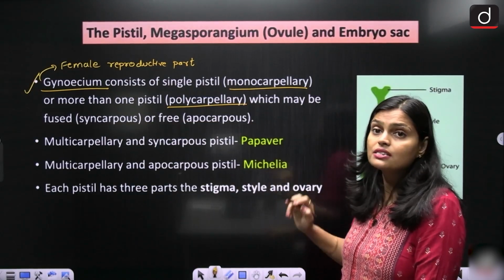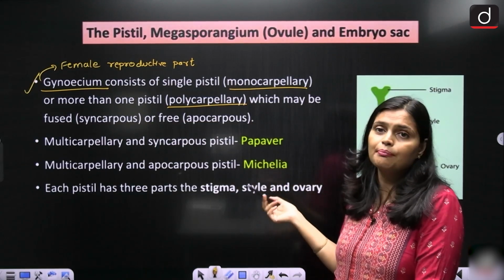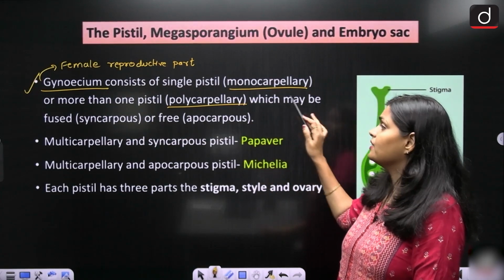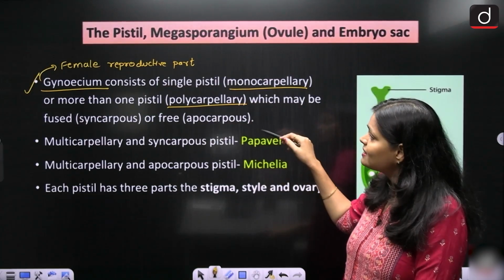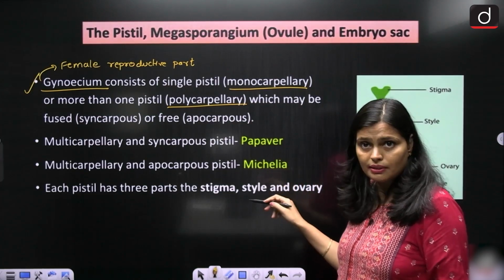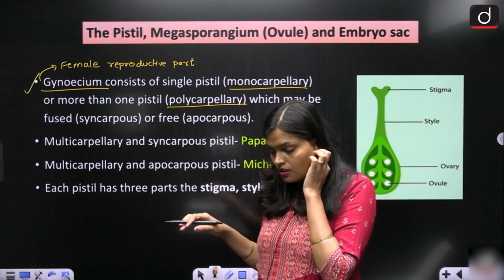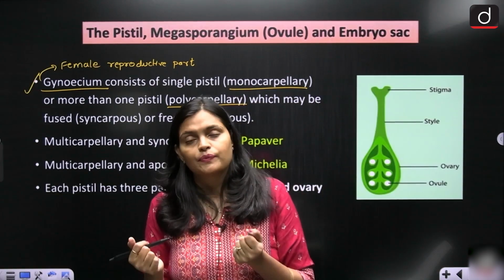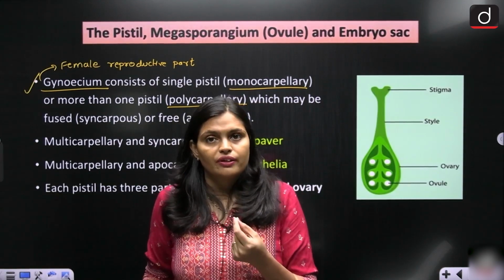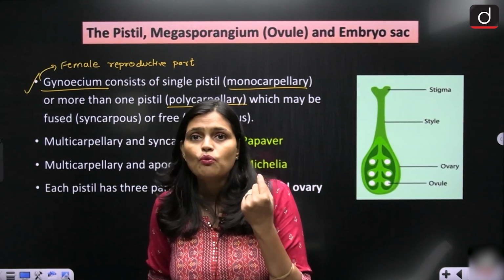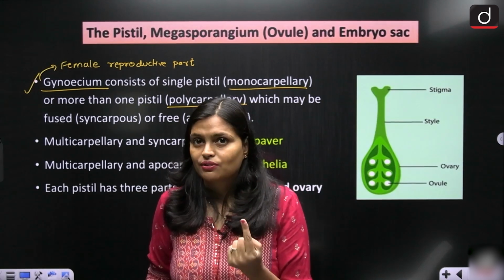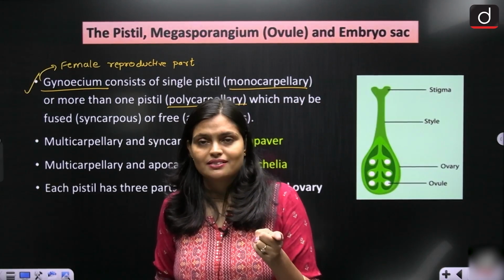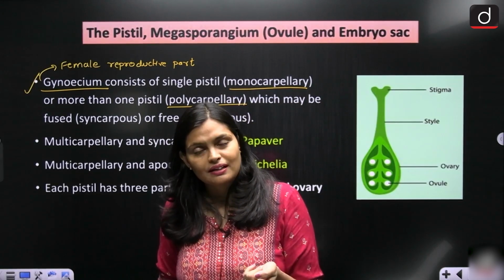If the flower has more than one carpel, pistil, it is called polycarpillary, which can be fused, syncarpous, or free, apocarpous. इसका क्या मतलब हुआ, ऐसे समझो. See, pistil is what? Female reproductive part of flower. If a flower has only one pistil, that flower is called monocarpillary. If a flower has more than one pistil, the flower is called polycarpillary.